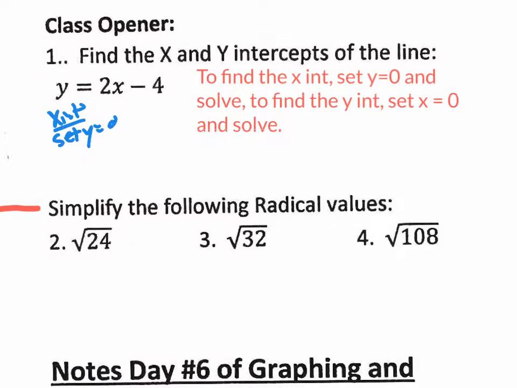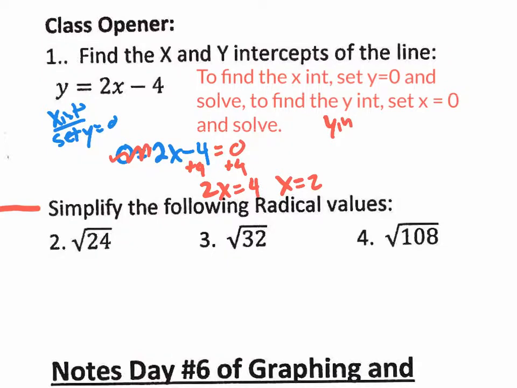So instead of y equals 2x minus 4, you'd have 0 equals 2x minus 4. And if you solved for x, you could put the equal 0 on this side instead. You'd go plus 4, you'd have 2x equals 4, which means that x equals 2 when you divide both sides by 2. And that would tell you that the line crosses the x-axis at 2.